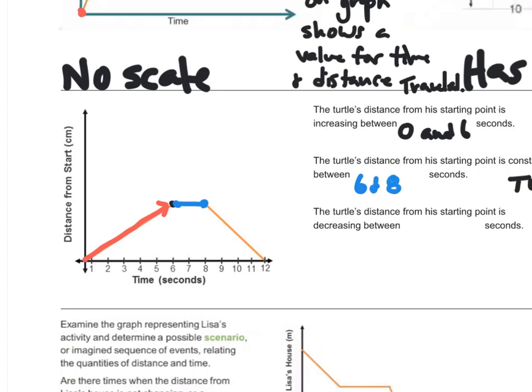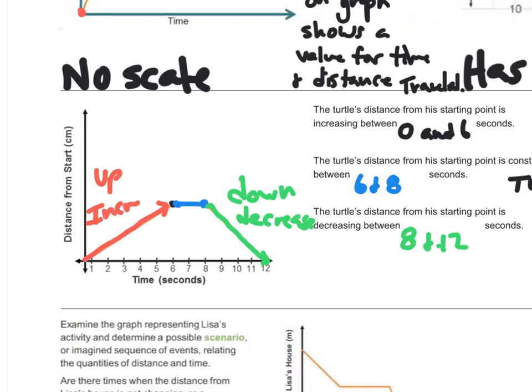And then we want to know when is the distance decreasing? It's decreasing if it's going down. That means that we're going back. The distance is getting shorter. And that's between 8 and 12 seconds. The one thing I do want to say about this is that when we go down, that means we decrease. When we go up, we increase.